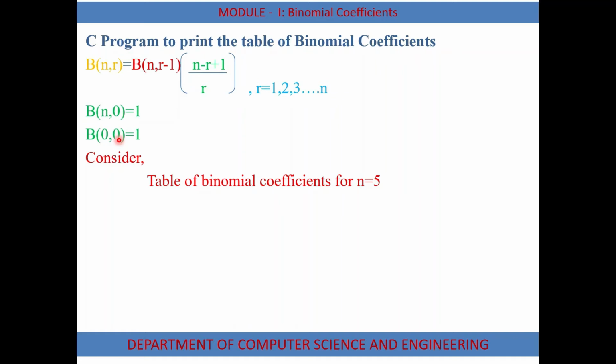So here is the table of binomial coefficients. This is required to determine the binomial coefficient for any set of n and r. Based on these formulas we need to write the program. That is, the binomial coefficient is 1 when either n is 0 or r is 0. So let's consider the C program which prints the table of binomial coefficients for n equal to 5.